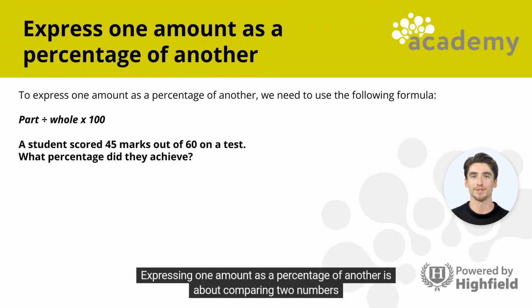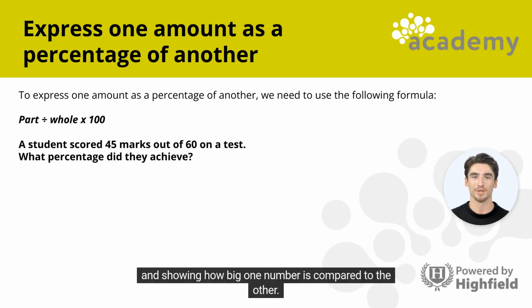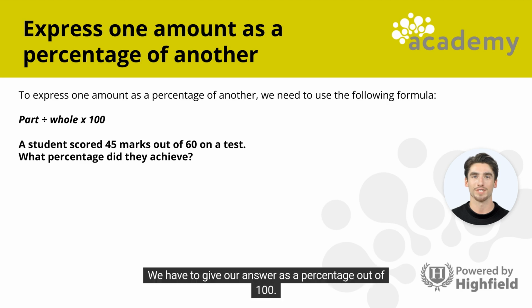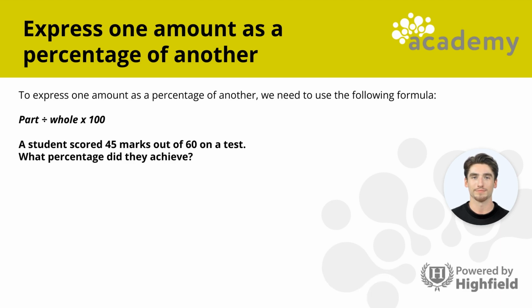Expressing one amount as a percentage of another is about comparing two numbers and showing how big one number is compared to the other. We have to give our answer as a percentage out of 100. To express one amount as a percentage of another, we need to use the formula part divided by whole multiplied by 100. Let's look at an example.